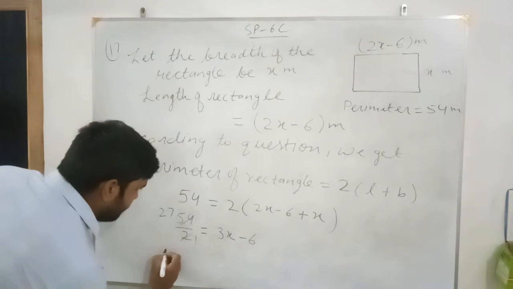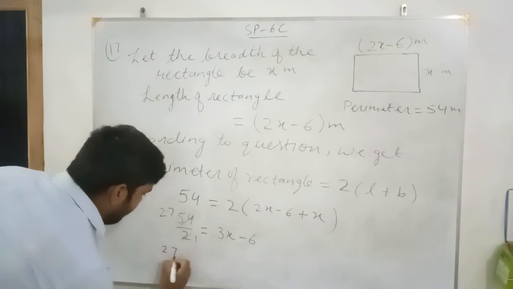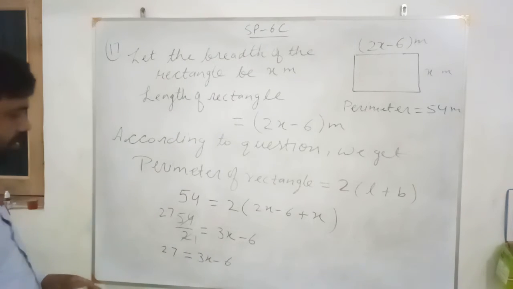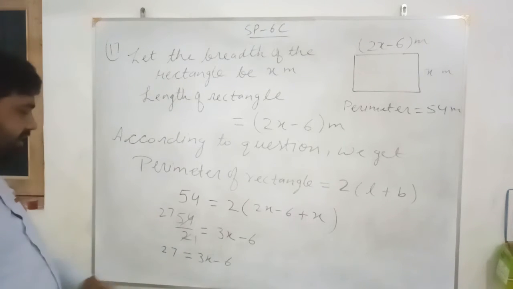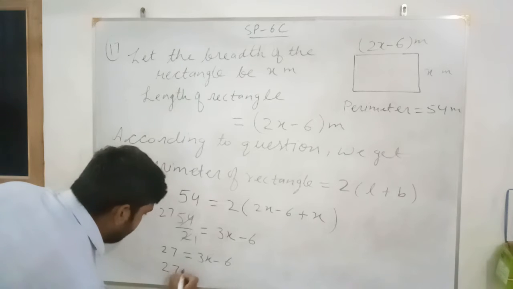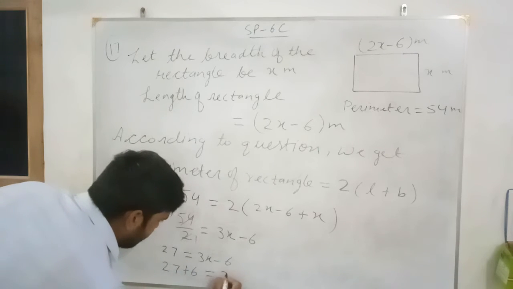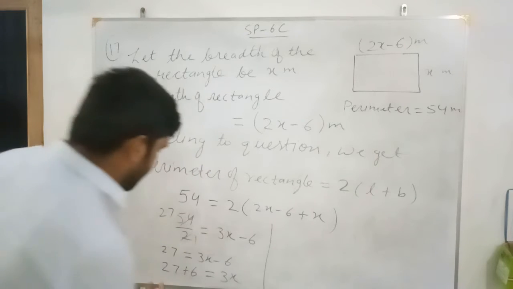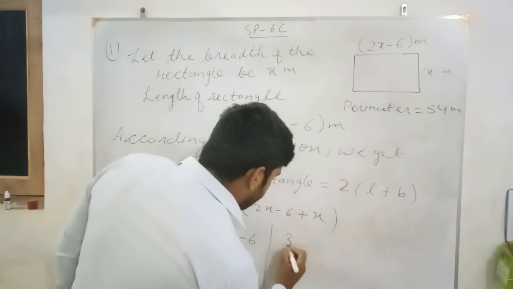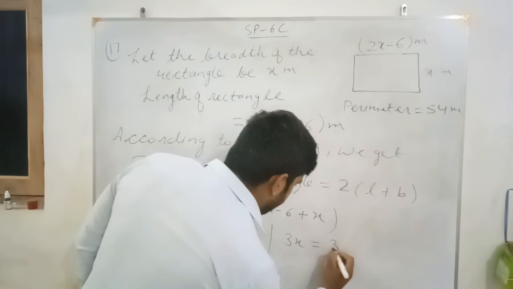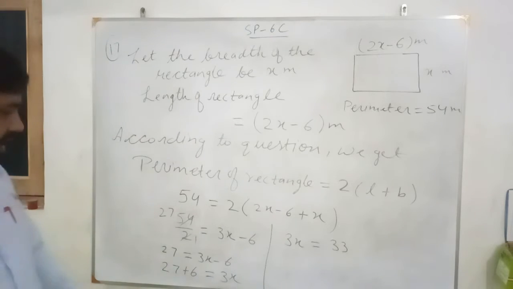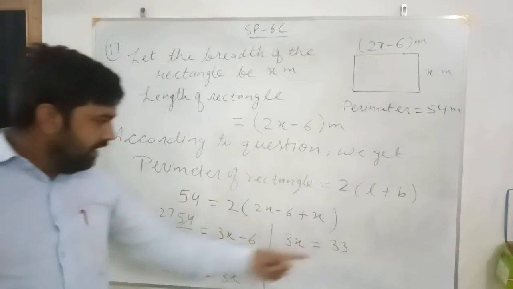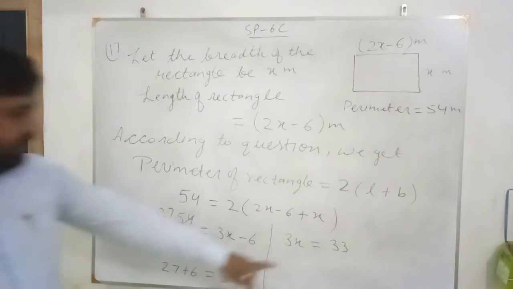Now we got 27 equals 3x minus 6. Now we transpose minus 6 to the left hand side. So it will become 27 plus 6 equals 3x. So 27 plus 6 is what? 33. So what we got? 3x equals 33. So the right hand side I have written completely on the left hand side, and the left hand side sum I have written completely on the right hand side. 27 plus 6 gives 33.